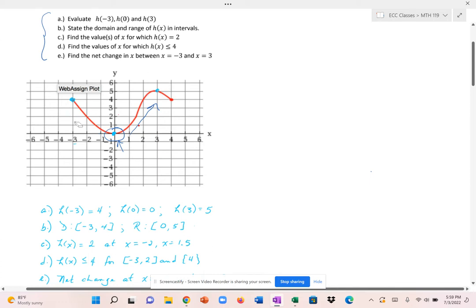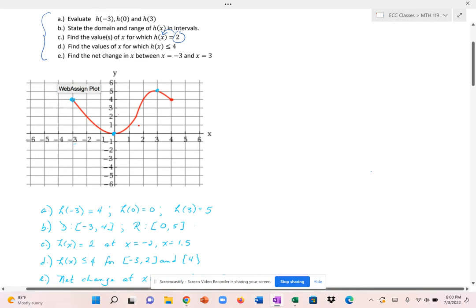In part C, you're asked to find the values of x where h of x equals 2. For part C, you're given the value of y, and you want to figure out what the corresponding x value is. Well, y is 2 in two places, right here. That's the value that corresponds to 2, and right there. For the first point, it looks like that x value is -2. And for the second point, it looks like it's right in the middle of 1 and 2, so 1.5. So h of x equals 2 at x equal to -2 and at x equal to 1/2.